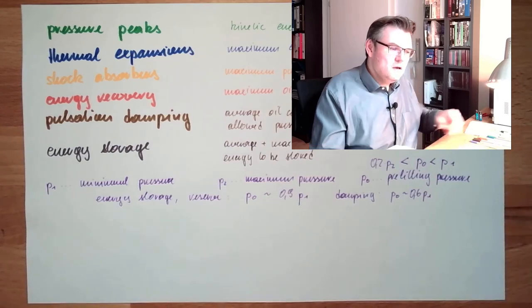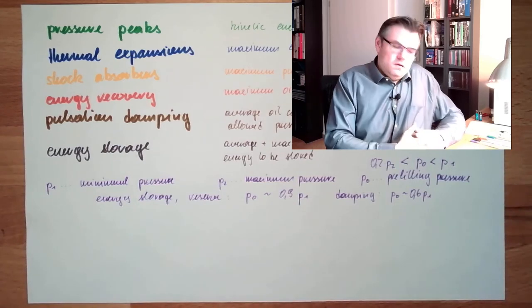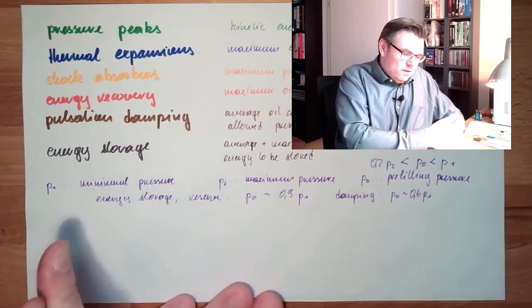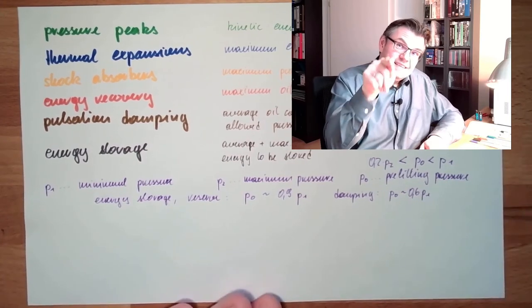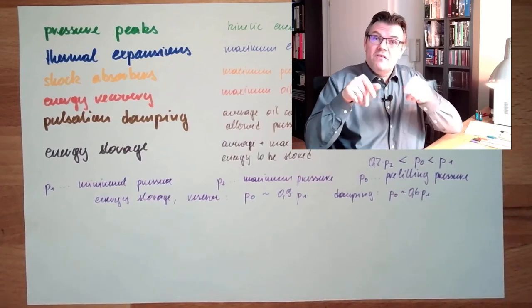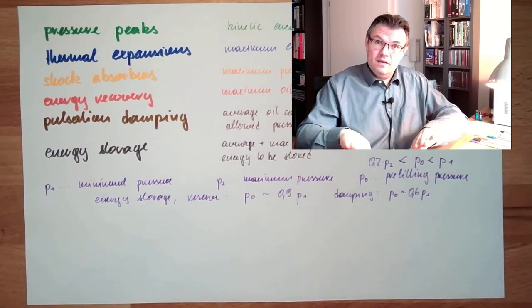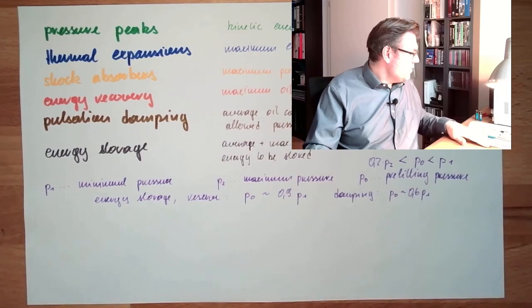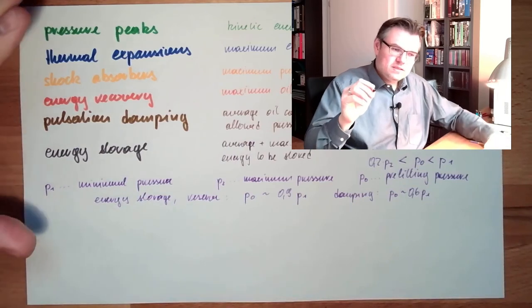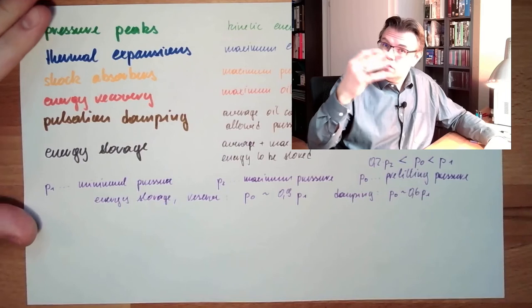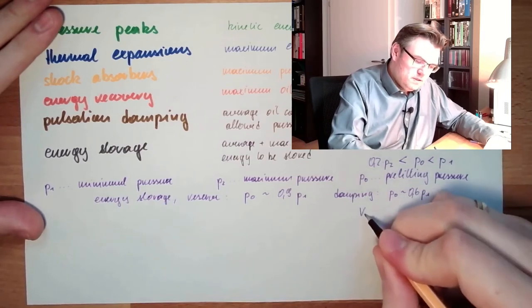So these are the volumes. The pre-filling pressure is in the system when there is no oil left in the accumulator. If there is no oil left in the accumulator, I have the maximum or total gas volume, V0.